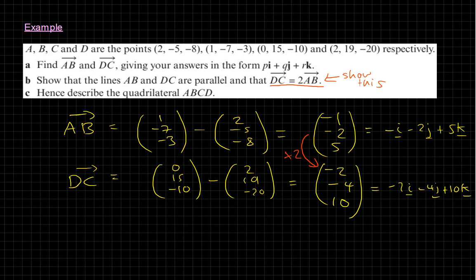Okay, and then for part C, we want to describe the quadrilateral ABCD. In other words, what kind of shape is it? So let's think about the information we've got here. This is one of those cases where you don't start plotting these 4 points in 3D and then thinking about the shape. That's far too complicated. So what do we know? We know that AB and DC are parallel, and we know that DC is twice the length of AB. So let's draw that out briefly. In fact, let me just make a little bit more space here because I don't think we need this anymore.